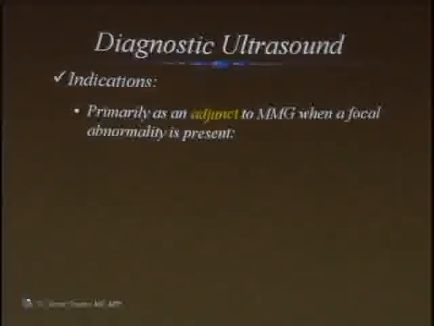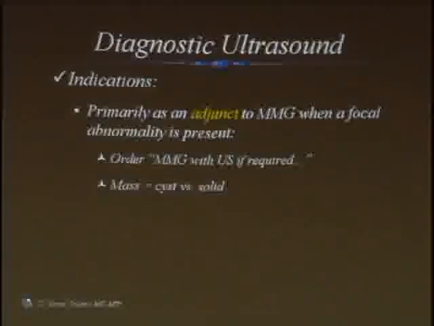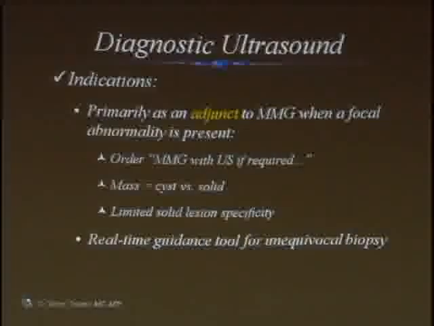What are the indications? It is an adjunct to mammography. Okay, when you see something on a mammogram that needs further delineation, you go to an ultrasound to decide if it's a cyst or solid. And that's why we have an order that says mammogram with ultrasound if necessary. And it tells you if the thing is a cyst or a solid thing. Cyst or solid. It has limited lesion specificity. We don't tell you if it's benign or malignant. But it allows us unequivocal guidance of a needle right into it to decide what it is. That's the specificity part of it right there.